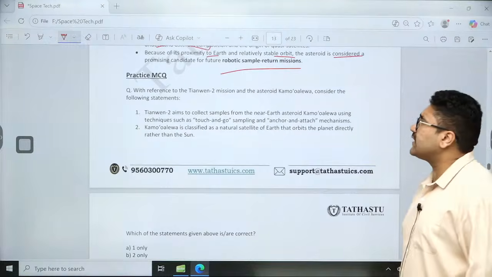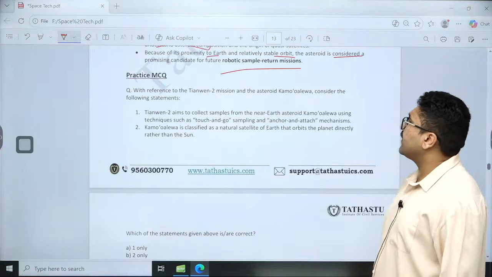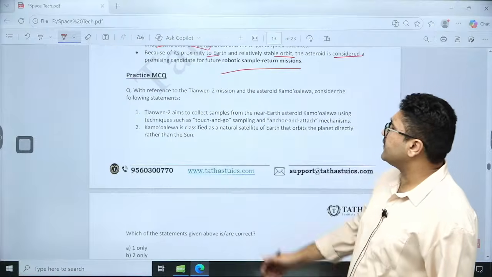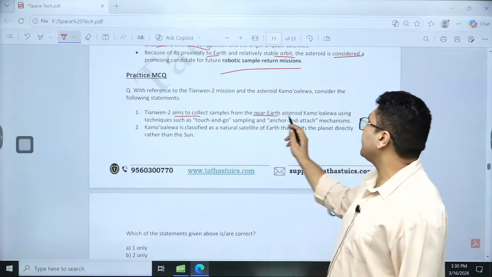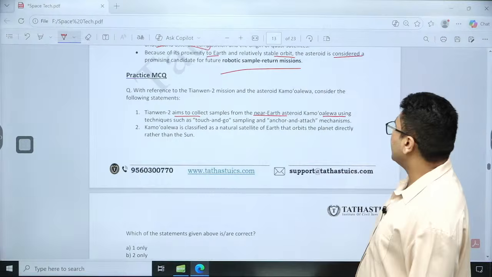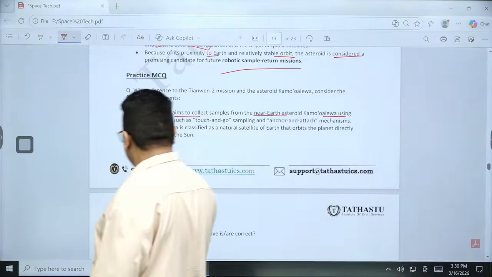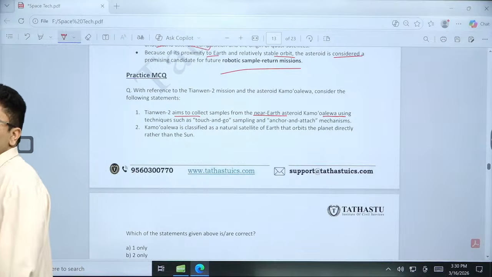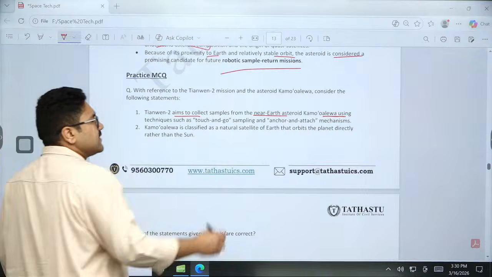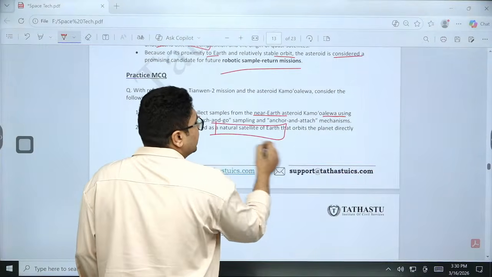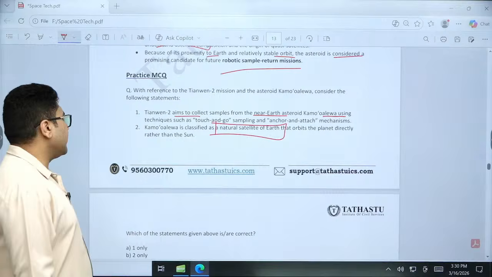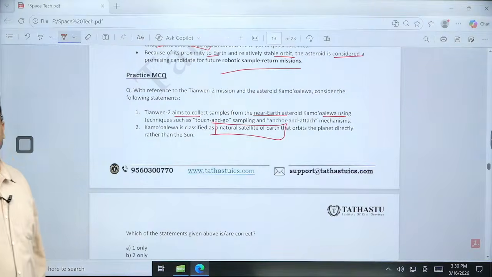With reference to the Tianwen mission and asteroid Camellia, consider the following statements. Tianwen-2 aims to collect samples from the near-Earth asteroid Camellia using techniques such as touch-and-go and anchor-and-attach technology. Camellia is classified as a natural satellite of the Earth that orbits the planet directly rather than the Sun.